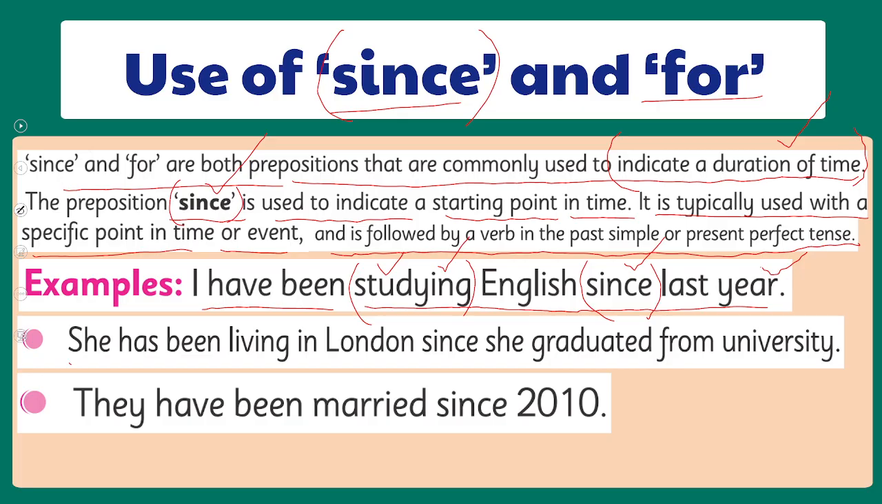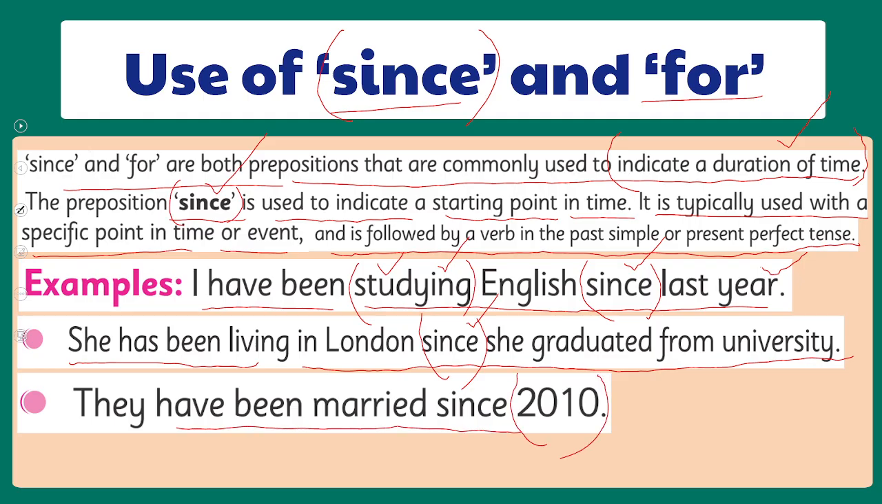Here is another example. She has been living in London since she graduated from university. So when she graduated from university, from that point in time she has been living in London. So that's why, because we have to tell about a starting point of something, some state, some action, we use since. Like they have been married since 2010.